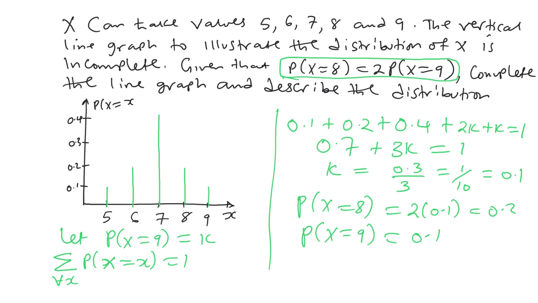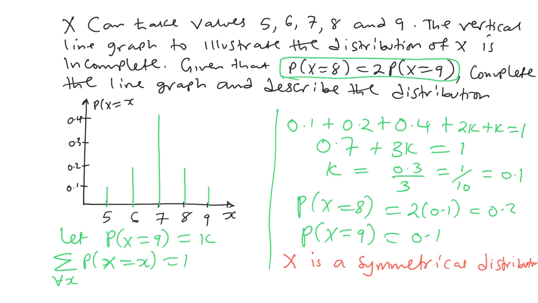Now when you check that distribution, because they're telling us to describe the distribution, if you have such a distribution where the probabilities balance on either side of a value with the highest probability, then that becomes a symmetrical distribution. So we can write and say that x is a symmetrical distribution. That's the kind of distribution we are having.